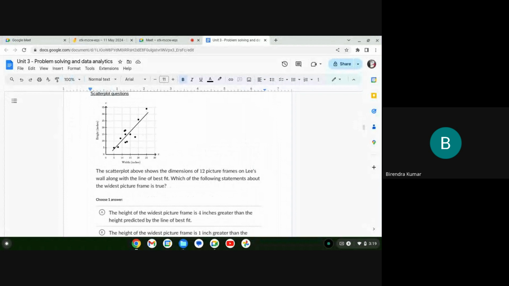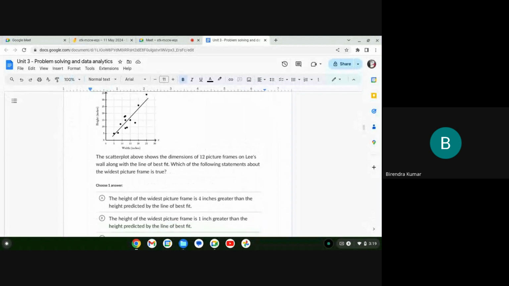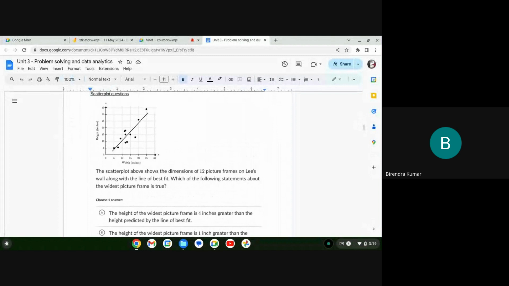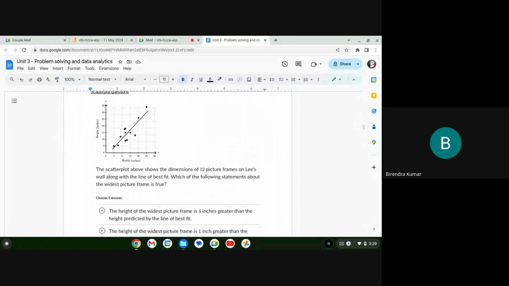Let's look at the answers now. It says which one is true. Now we know that the width is 25 and the height is somewhere around 34, 35, 33.5, whatever it is. We cannot see the exact number there, but we can make a guess. It's below 35 and above 30. Whether it's 34 or 33.5, we don't know right now.